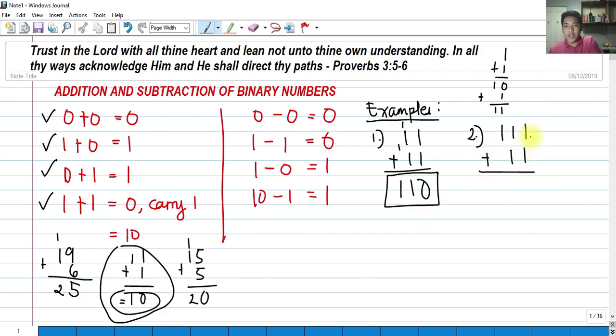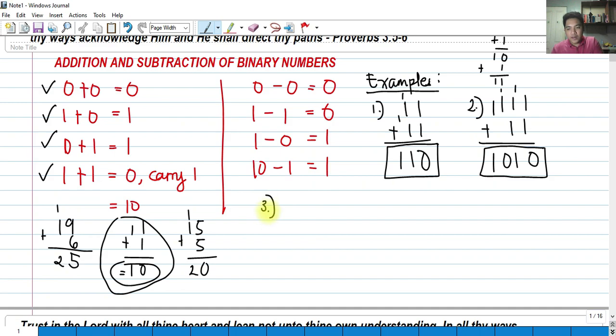Let's try another one. For this number, again, we add 1 plus 1 is 0, carry 1. 1 plus 1 is 0, carry 1, which is 1, 0. Plus 1, which is 1, 1. So we have 1 here, and we have to carry 1 here. So 1 plus 1 would be 0, carry 1 again, bring down 1 here. So we have 1, 0, 1, 0. So it's just as easy as that. Let's try another example.